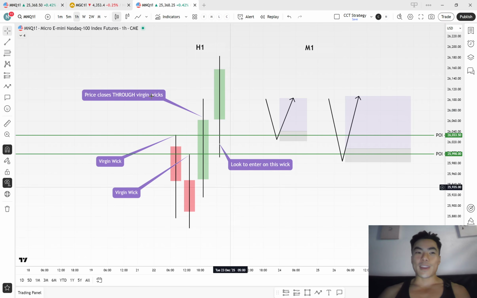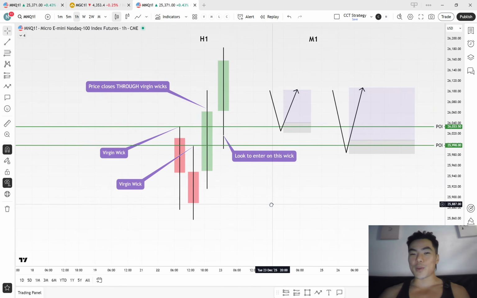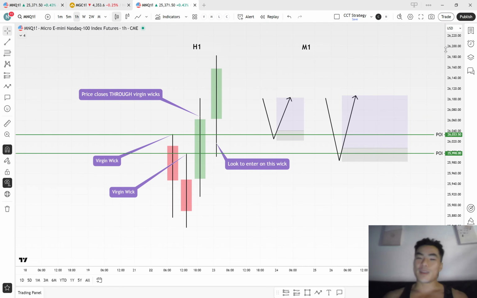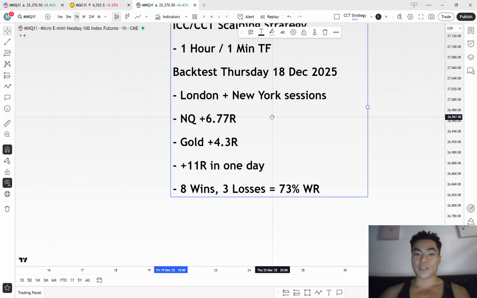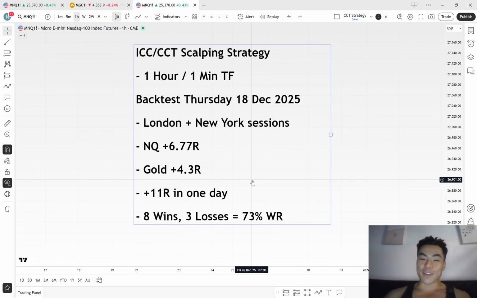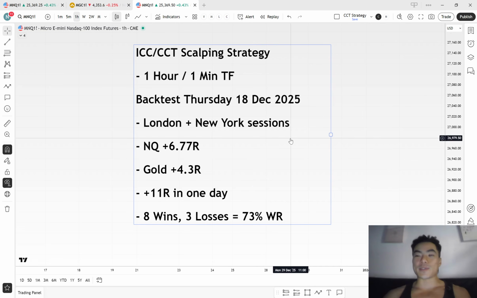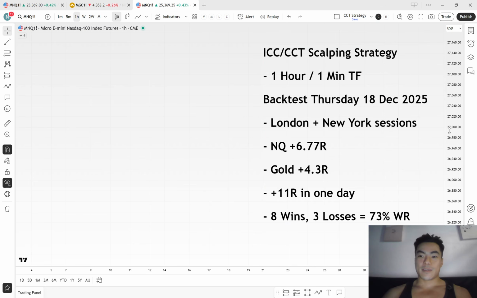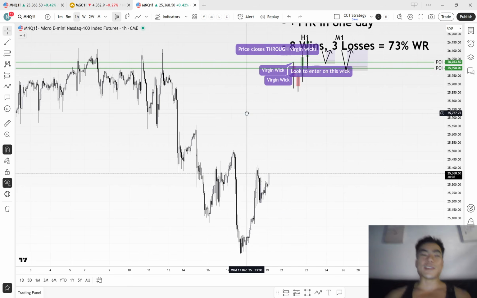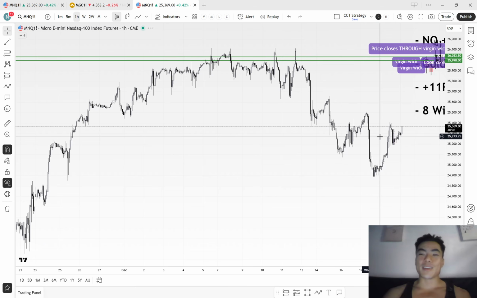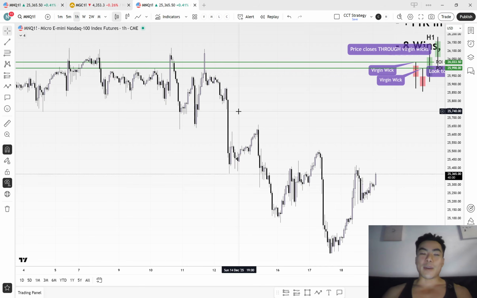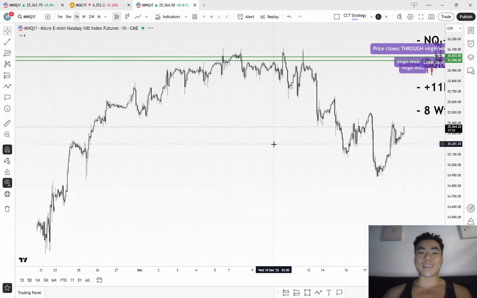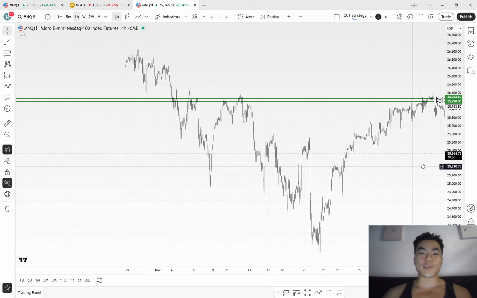And yeah, so now we'll go through some examples. I'll go through NQ first and then gold. And I'll show you how we managed to get 11R in one day, 8 wins, 3 losses. These are just back testing. I do have a funded account that I'm going to start live trading this on starting today. And I will continually update my progress on how that goes.